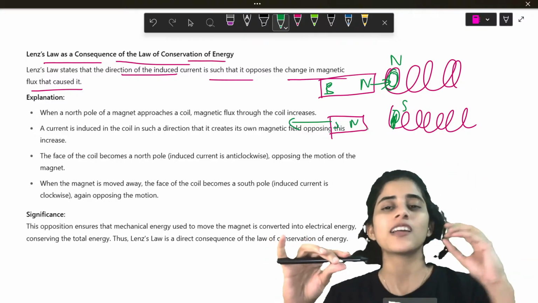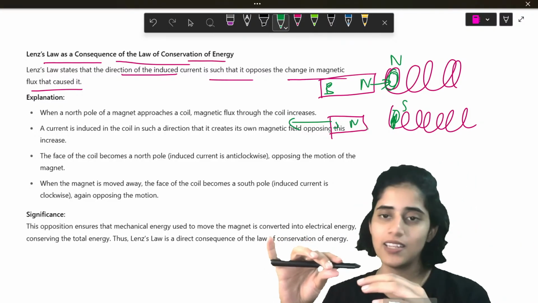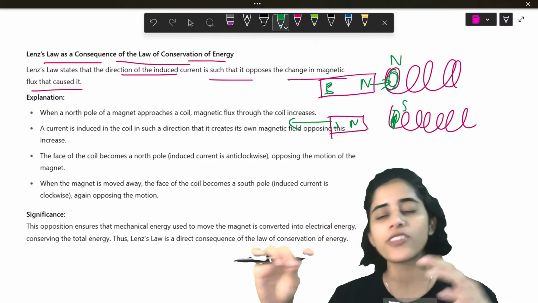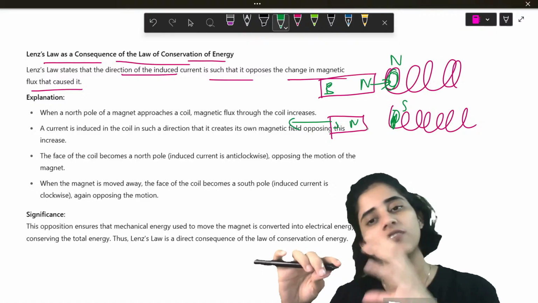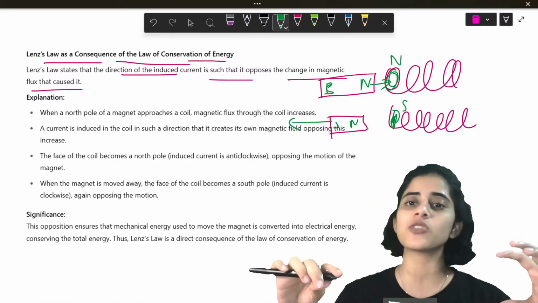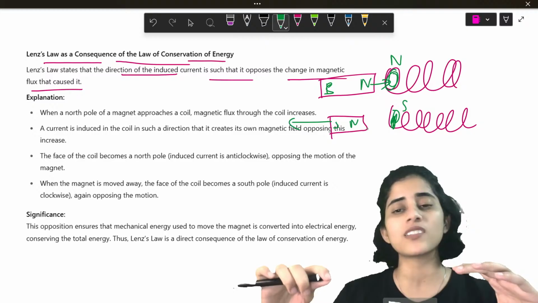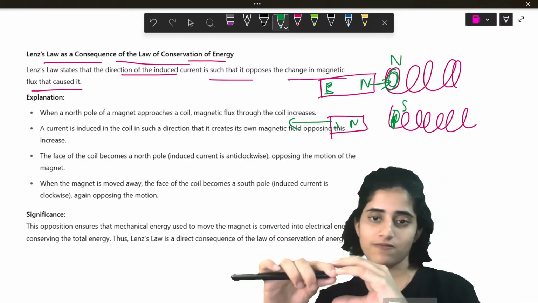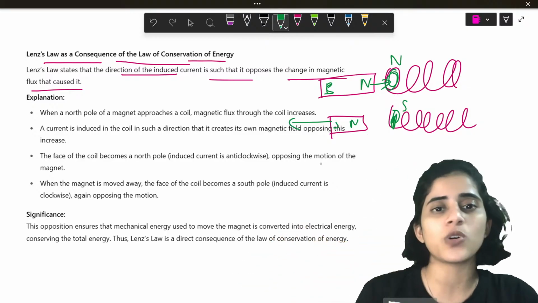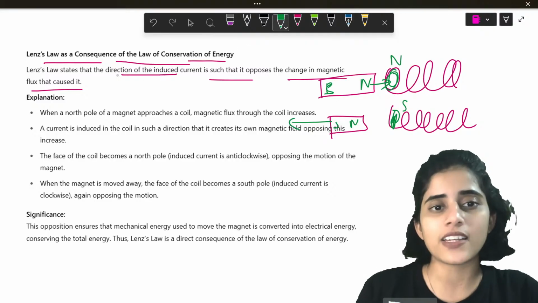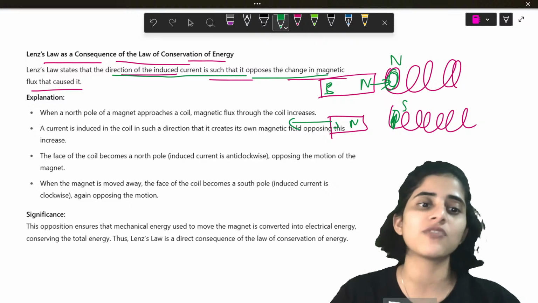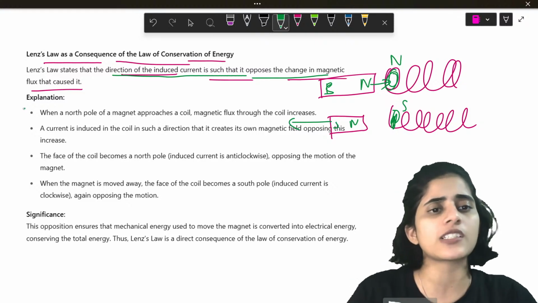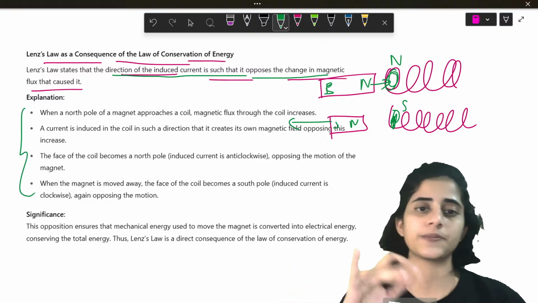Okay, so if the magnet tries to come in, then the coil becomes north and tries to oppose the motion. So the magnet says, okay, fine, I'll leave. So when the magnet tries to leave, then the coil becomes south and says, please don't leave, let's attract. Okay, so that is what it means by the direction of induced current being such that it opposes the change in magnetic flux. This explanation is given here very clearly.